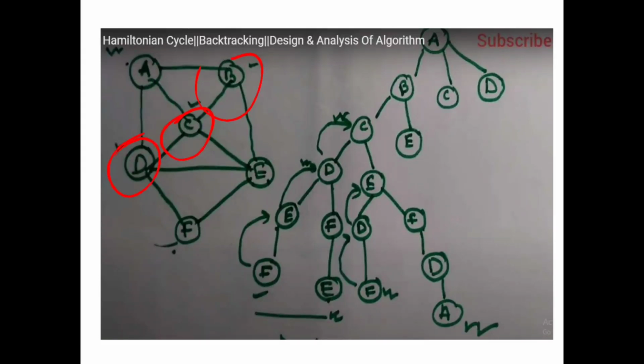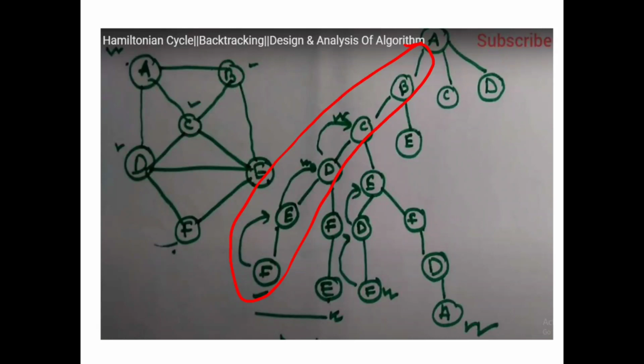Next, from B we have the adjacent vertices C and E. From C we have the adjacent vertex D. From D we have the adjacent vertex E. From E we have the adjacent vertex E. This is the fail condition.